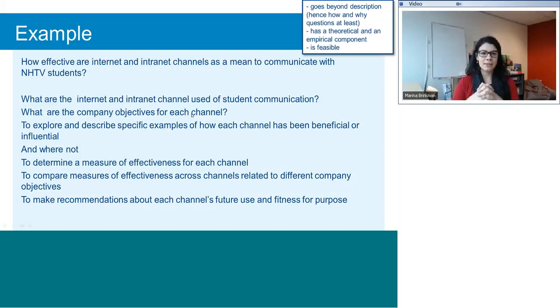So if you look at all those possible objectives, which I can reformulate into questions, the first ones are very descriptive, but one of the last ones, like the comparison of measures, for instance, goes beyond description. It asks you to judge the effectiveness between different channels, and we expect you with the bachelor thesis to do exactly that. So where possible, go beyond description, which will enable you to make recommendations specific to the context of your study.